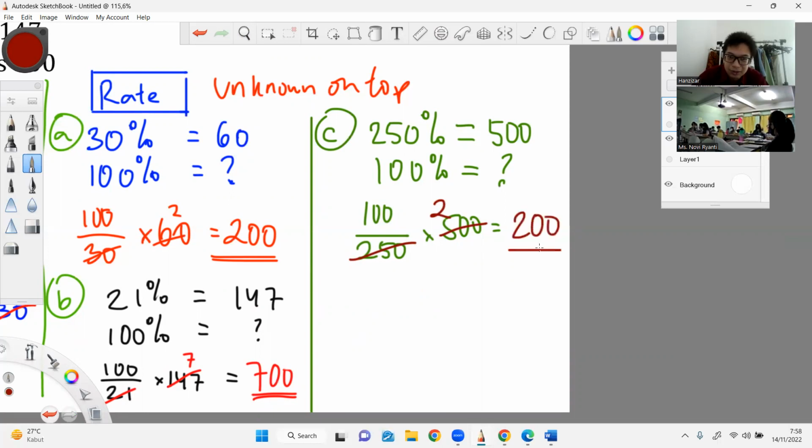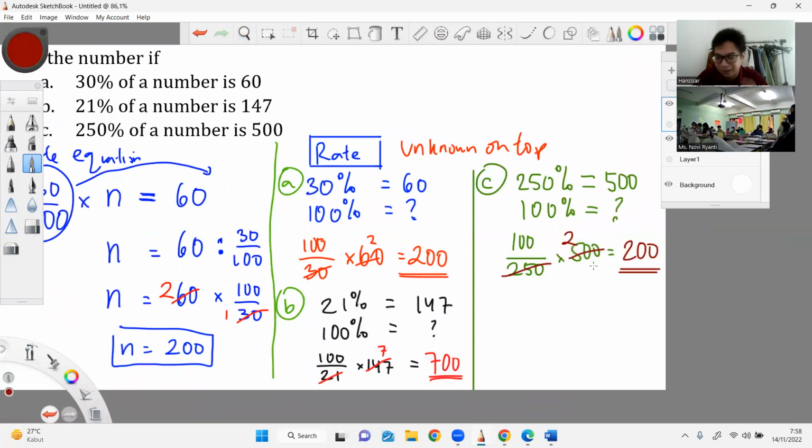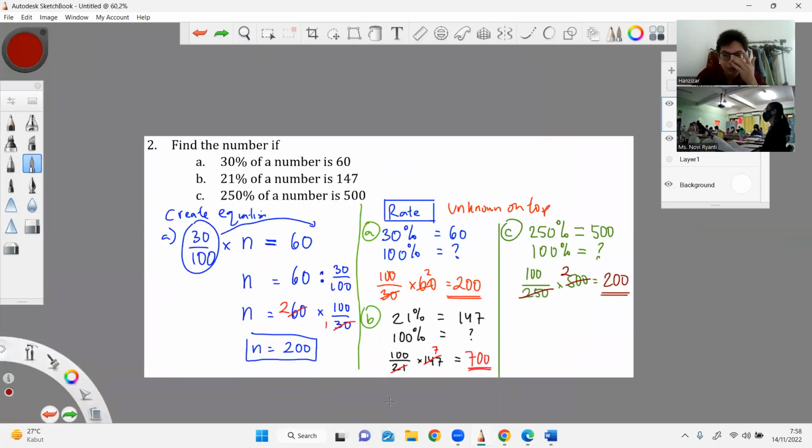So 200. What is the unit? If you have the unit, you have to write down the unit. Oh, no unit, okay, let it be. If I have the unit, for example grams, you have to put grams on each of the questions. If meter, you put the meter. But in this case, we don't have any units, so you don't have to think about the unit at all.